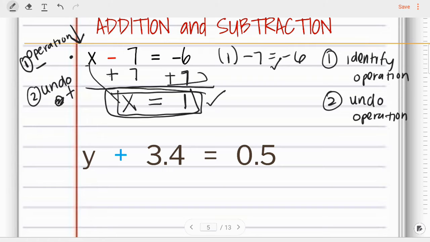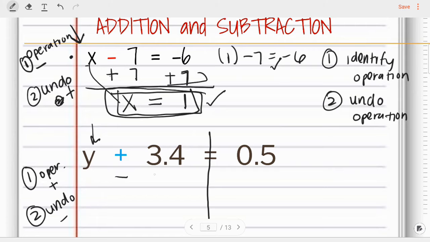Okay, let's try example number 2. What operation is going on? This says y plus 3.4. So the operation I'm going to identify is addition. How do I undo that operation? To undo the operation, I'm going to subtract. So I'm going to draw my balancing point. I'm going to identify my variable. It's right over here. The operation is addition, so I'm going to write underneath the addition sign, subtract. What was I adding? I was adding 3.4, so I'm going to subtract 3.4.